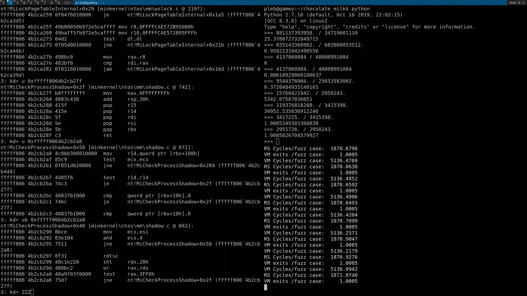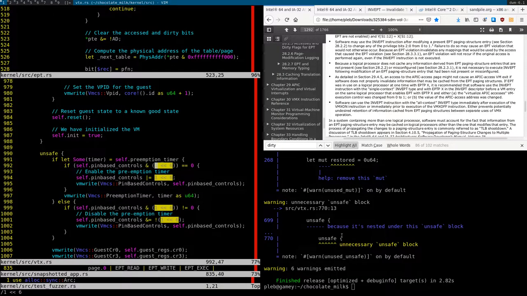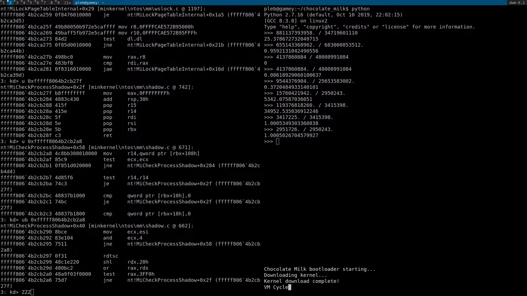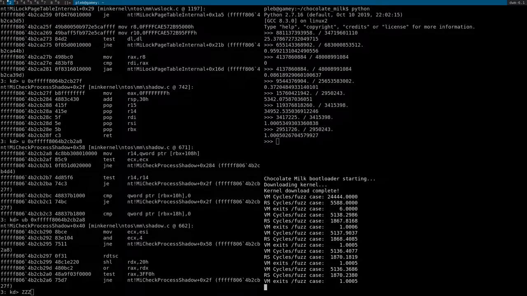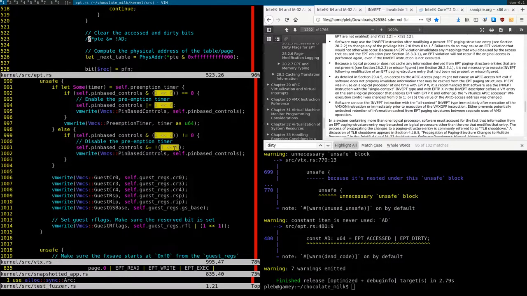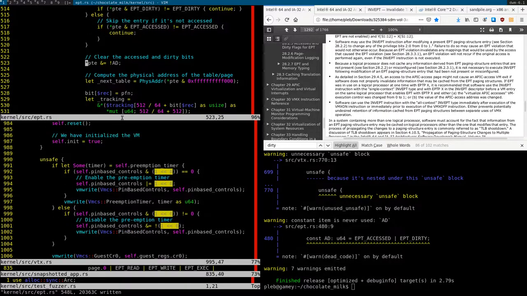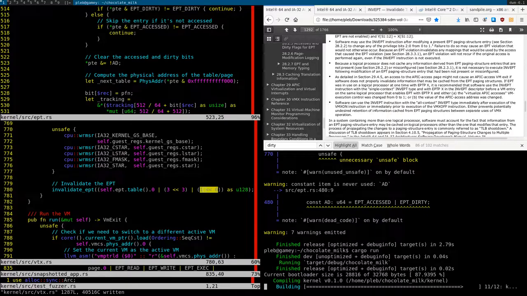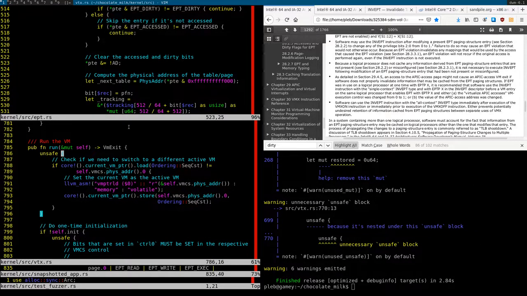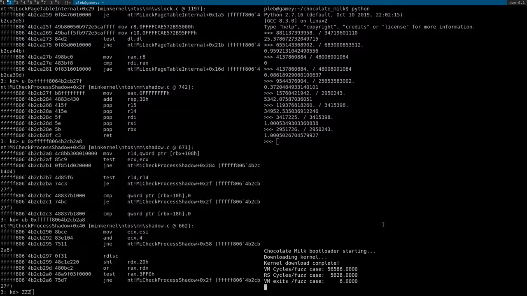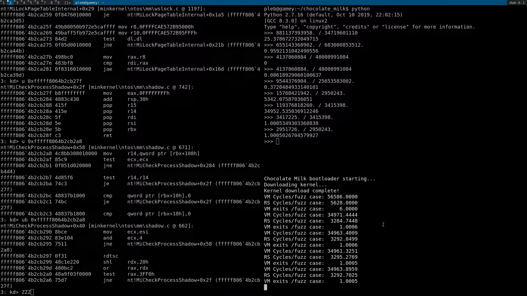It's on a real processor. Okay, what if I don't set this? So 5,000 cycles, that sounds about right. Honestly, 5,000 seems pretty high. Probably the XSAVES. Saving the floating point state is probably killing me.